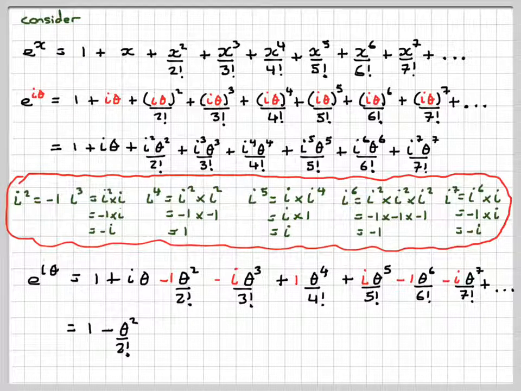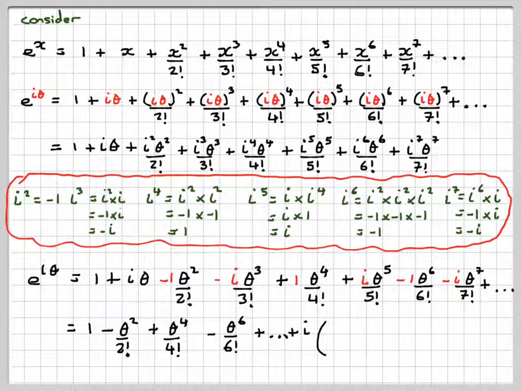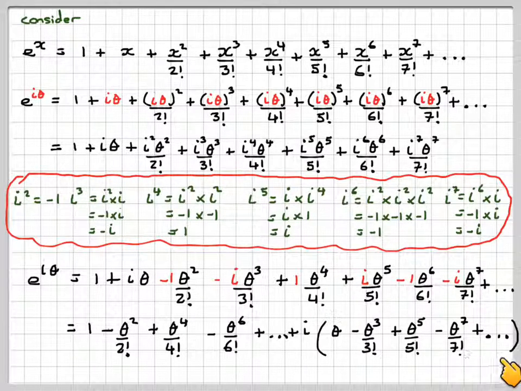So that's 1 minus theta squared over 2 factorial plus theta to the 4 over 4 factorial minus theta to the 6 over 6 factorial. What we've done there is we've taken out the real parts of this. So the real parts are going to be the 1, this one, this one, and this one, and then we're going to take out i and write down the imaginary parts. So it's going to be this one, this one, this one, and this one. So it's theta minus theta cubed over 3 factorial plus theta to the 5 over 5 factorial minus theta to the 7 over 7 factorial, etc.